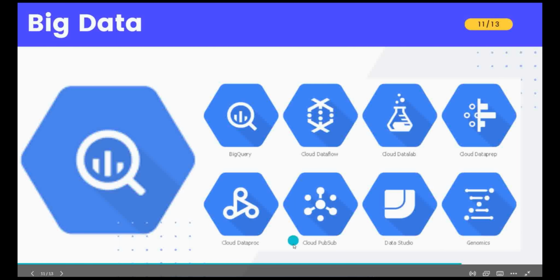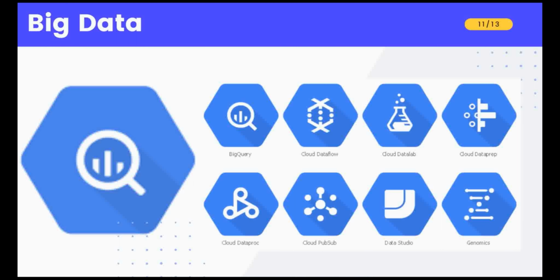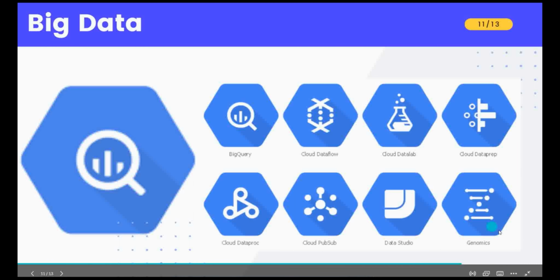Pub/Sub is a fully managed message broker service provided by GCP. And Data Studio is a business intelligence tool where you can analyze the data. Genomics processes and analyzes biomedical data using containers. So this is about big data services.